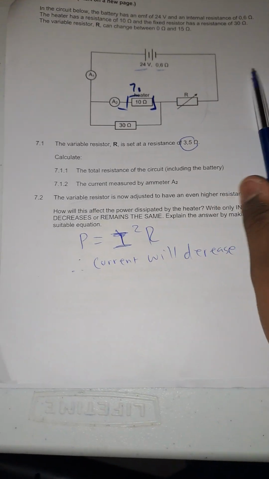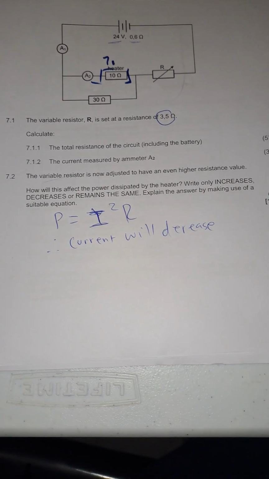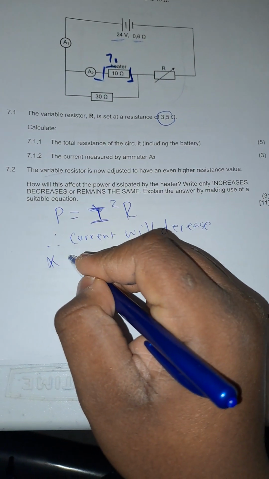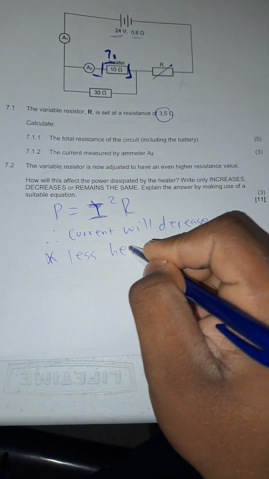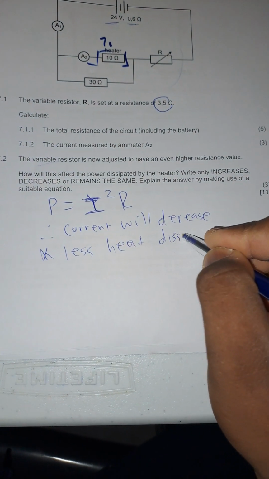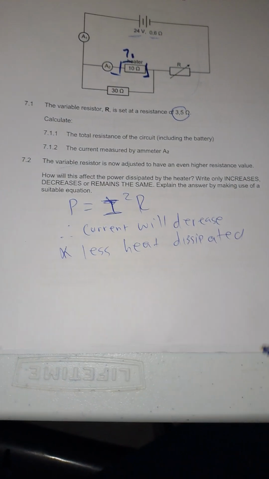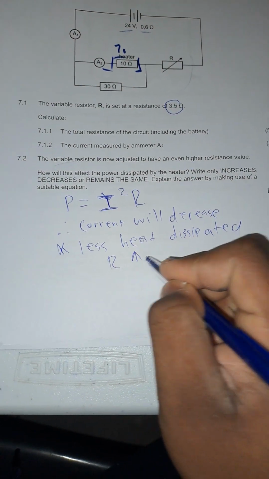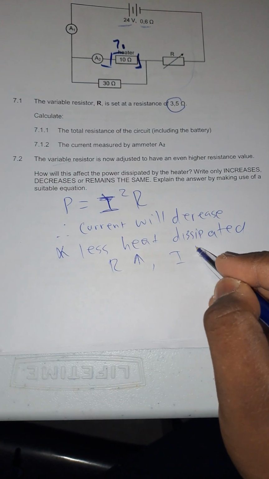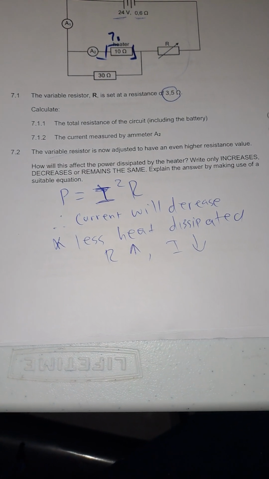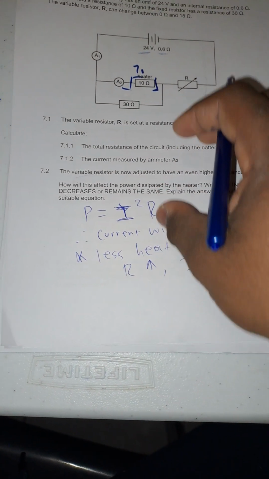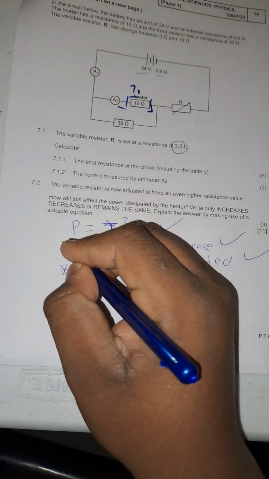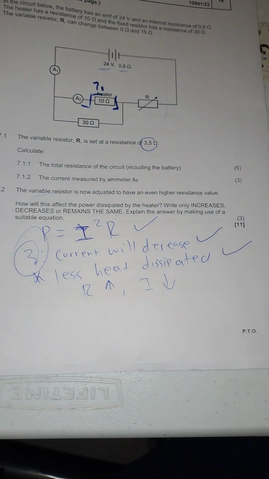Is it fine? So I already have my 2 marks, right? Let's check the third one. The last one will be what? There will be less heat. You see, get your 3 marks. Or you can tell them, when R increases, I decreases. And then you're gonna have to explain the whole story. But this one and this one and this one, 3 marks. Just like that.